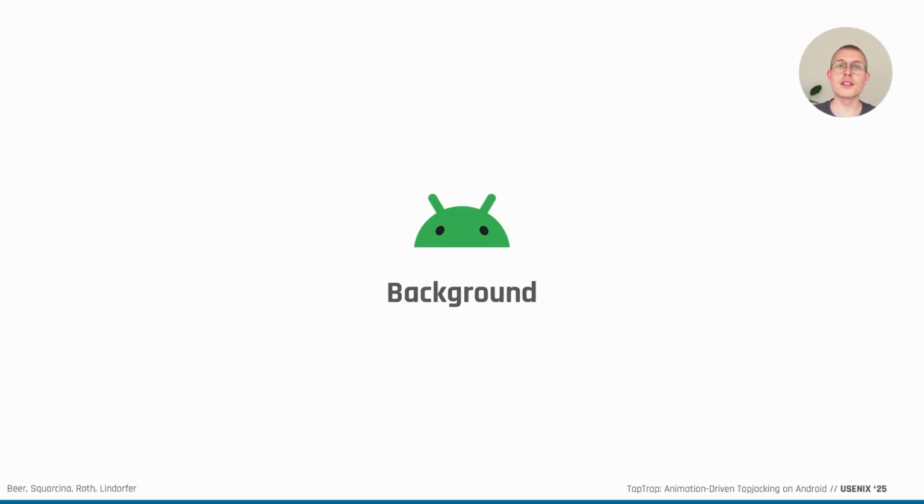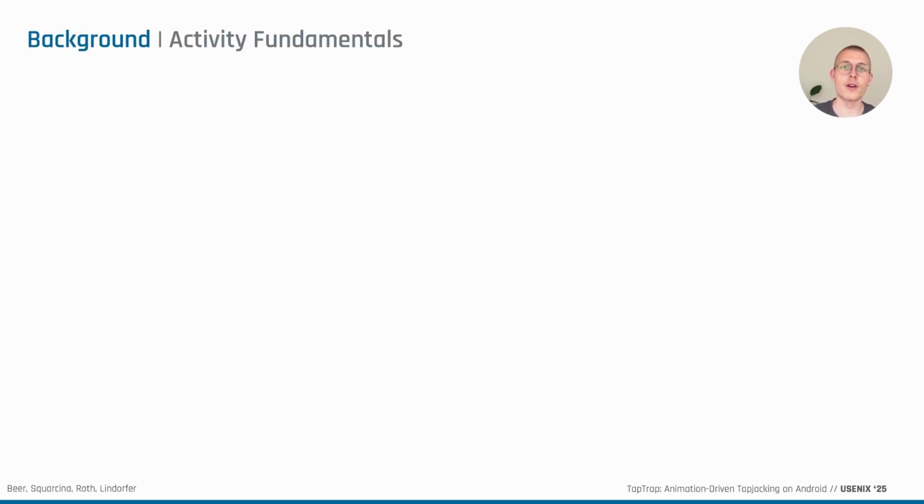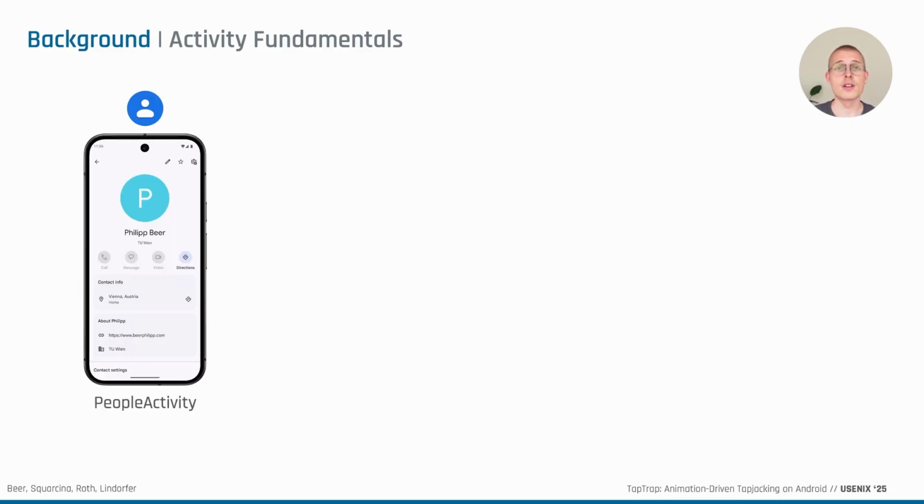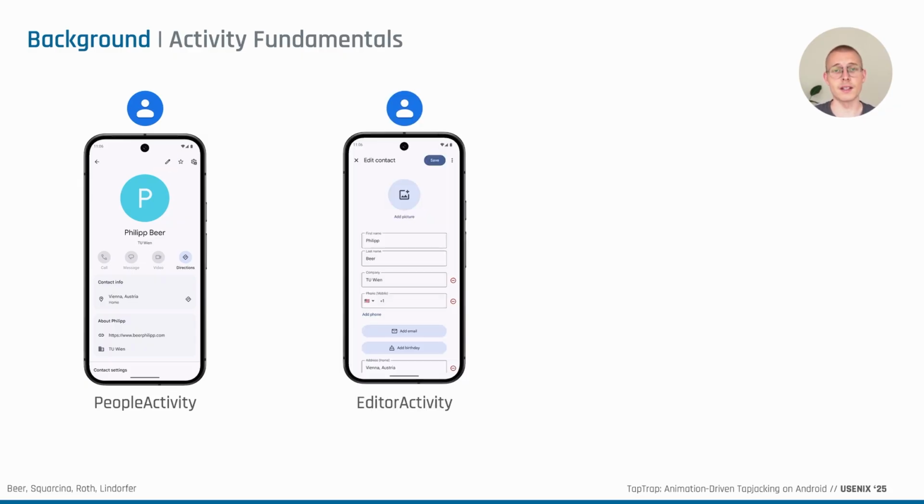Without further ado, let's talk about some background. First of all, what are activities? An Android app consists of multiple activities, and you can think of an activity as basically a single screen of the UI. Consider, for example, the Contacts app. The Contacts app has an activity, people activity, that is used to display information about a specific contact. When the user clicks the Modify button, a new activity is launched, the so-called Editor activity. In this activity, the user can modify specific information about a contact.